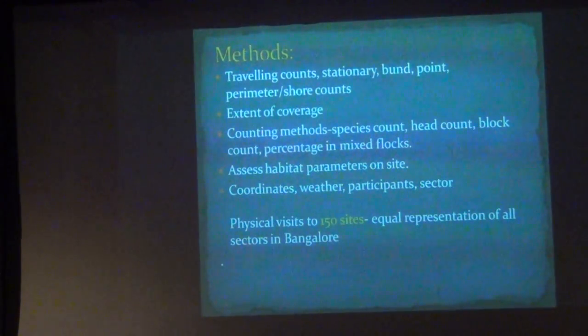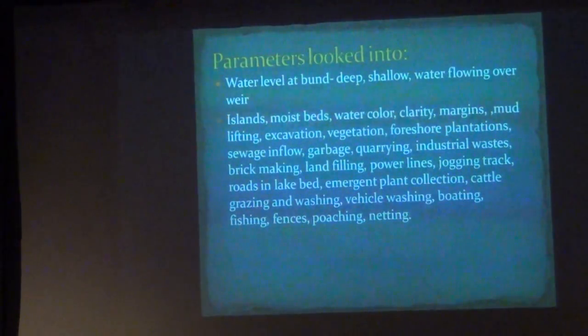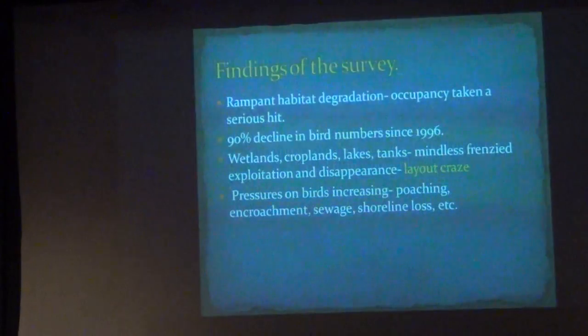We use traveling counts, bird counts, stationary counts. We noted down coverage, other habitat parameters. And our sampling site was 150 lakes in all sectors of Bangalore. So these are the parameters we're looking at. You have islands, moist bed, color, power lines, jogging tracks, emergent plant collection, all the parameters that can affect a wetland and in turn affect the bird diversity.